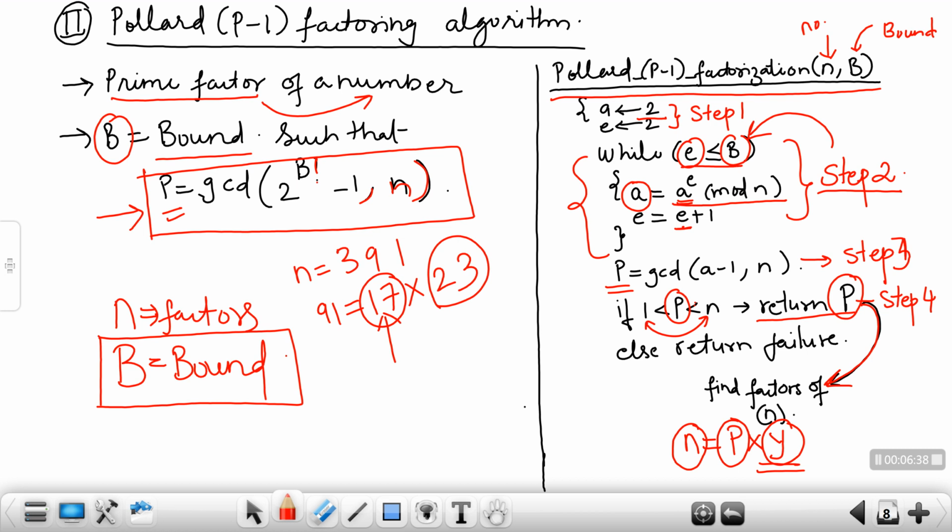Please pay attention here in step number 4: if your P lies in between 1 and n, so it should not be 1 or less, and it should not exceed the value of n, we have to return P. If your P does not satisfy this condition, if your P is less than or equal to 1 or if your P is greater than n, then we have to return failure. This is your step number 5. That means we cannot find the factor using this particular algorithm. So that is a shortcoming of this Pollard p minus 1 algorithm.